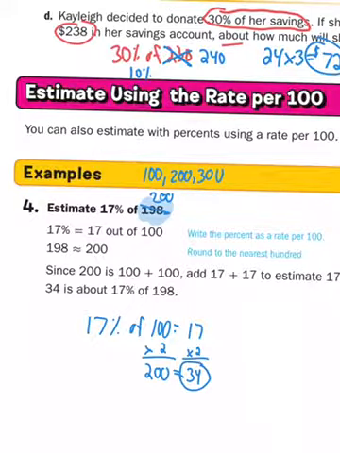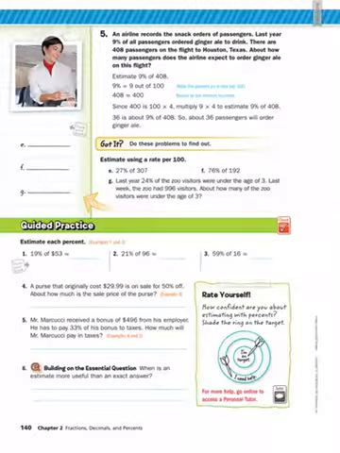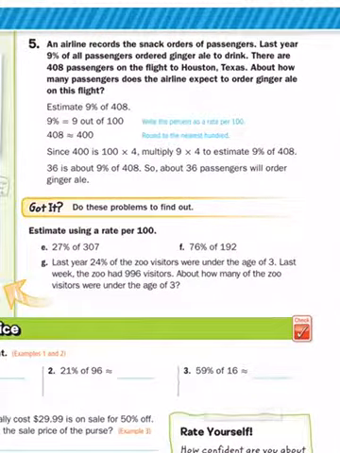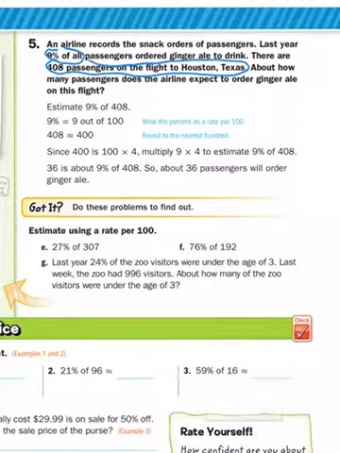Okay, let's look at the next page. I have another example here. It's going to be somewhat similar, and then we're going to have you guys try some problems. In example 5, it says, an airline records the snack orders of passengers. Last year, 9% of all passengers ordered ginger ale to drink. There are 408 passengers on a flight to Houston, Texas. About how many passengers does the airline expect to order ginger ale?